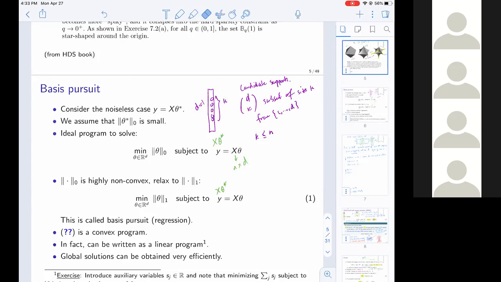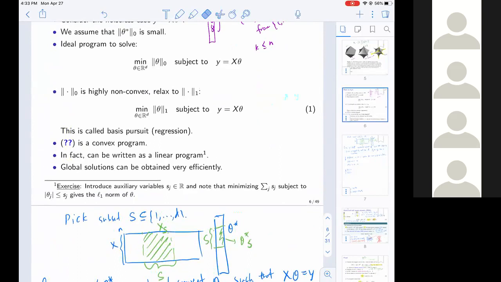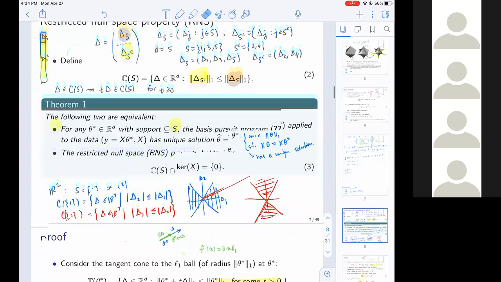Does that make sense? Yes. Right, and then the high probability result is uniform in theta star. So there is an event of high probability such that on that event, no matter what theta star of support size S you plug in, the solution is going to come out to be theta star, which is an interesting result. It's not saying that there are different events for different theta stars.